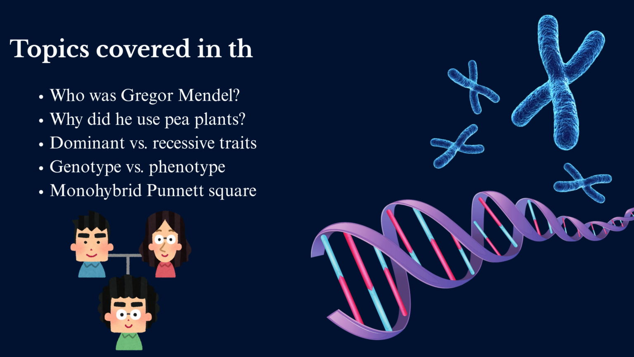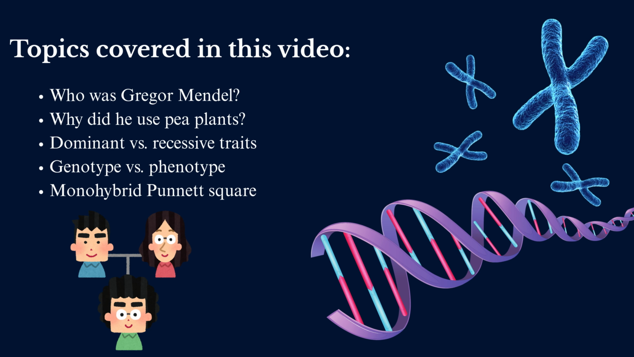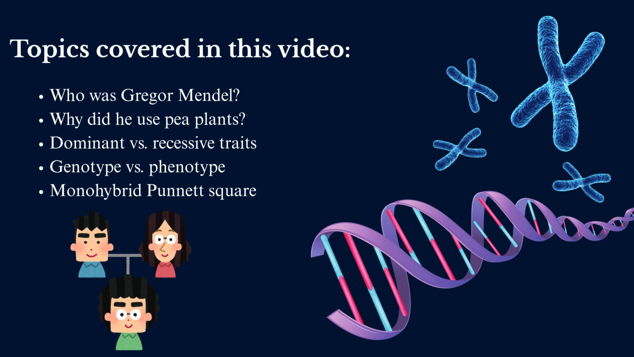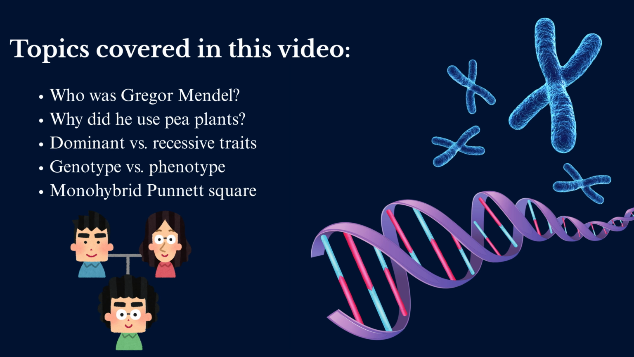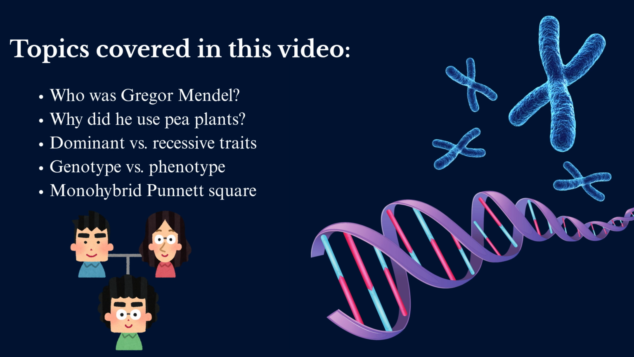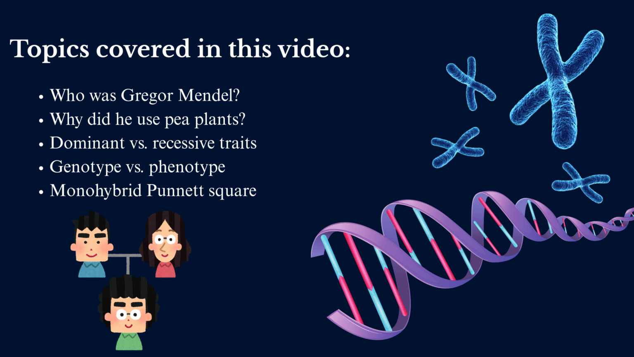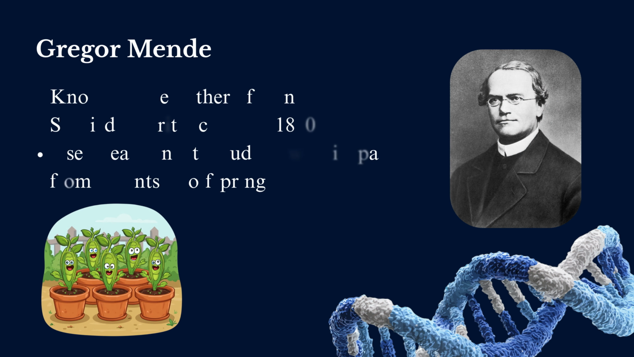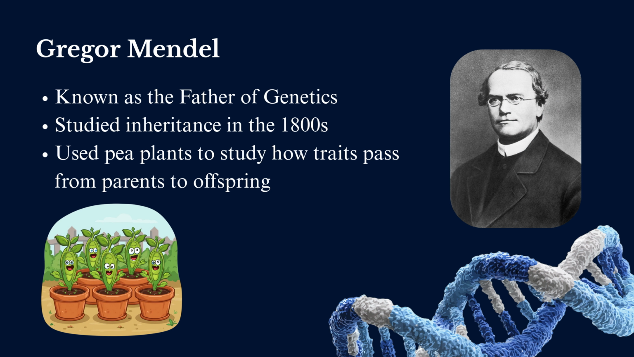However, in today's video, we're going to focus on the foundation of genetics, which is Mendelian genetics, and we will also introduce one type of Punnett square called the monohybrid Punnett square. Mendelian genetics is named after Gregor Mendel, who is known as the father of genetics. Mendel was a scientist and a monk who studied inheritance in the 1800s.